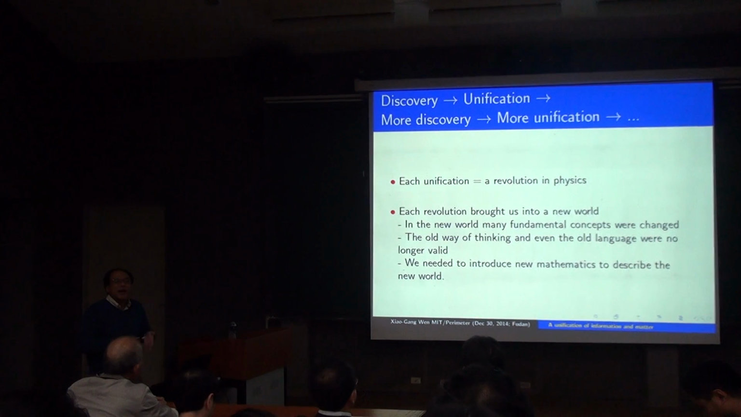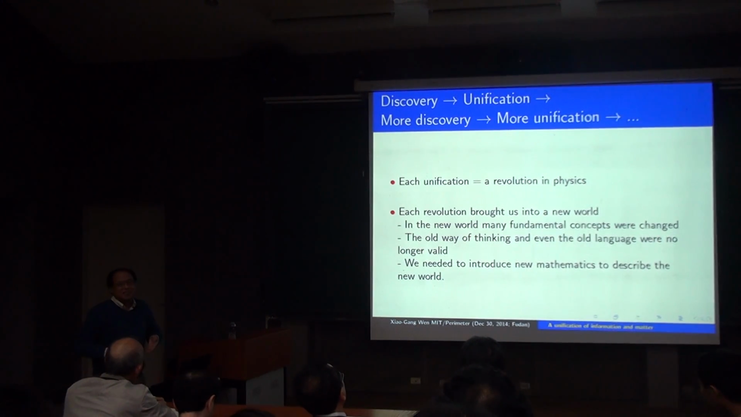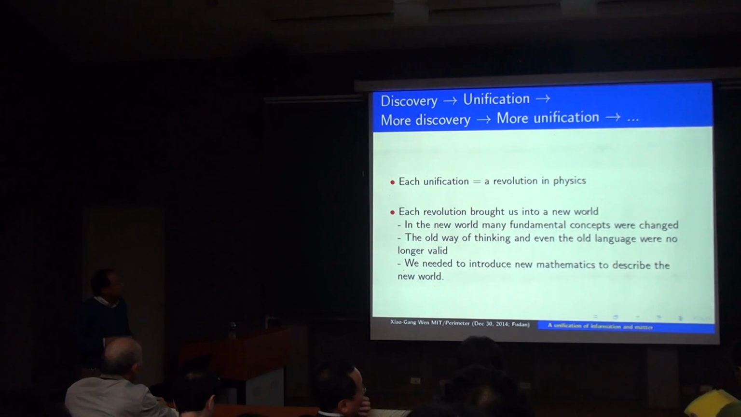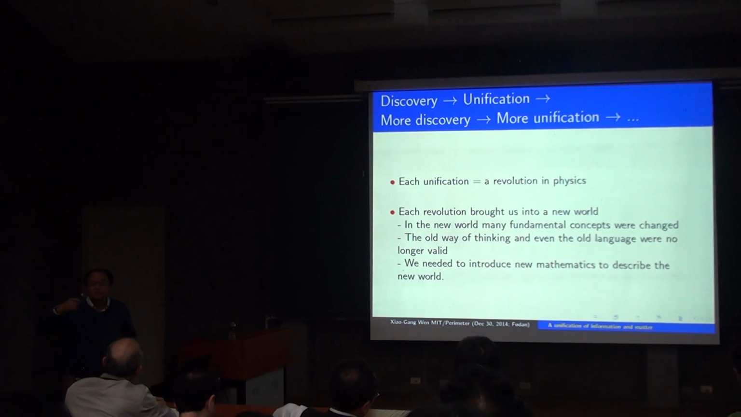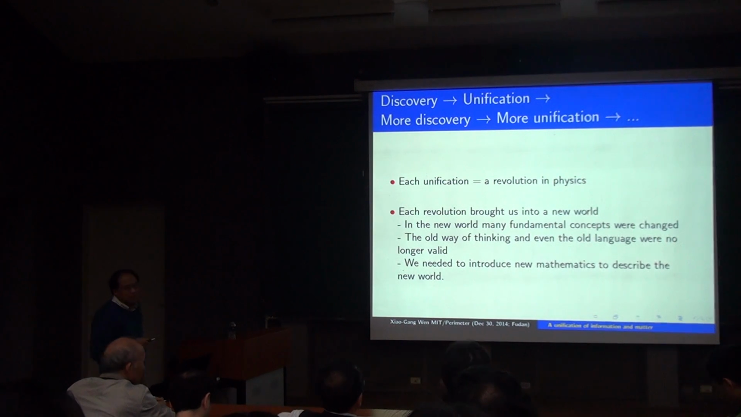Then after we unify, we discover even more phenomena. We need more things to understand them, and then we get confused again, so we want a bigger unification. This cycle of unification and discovery describes the development of our theory of the world. In history, there have been a few big unifications. We can call them revolutions in physics.